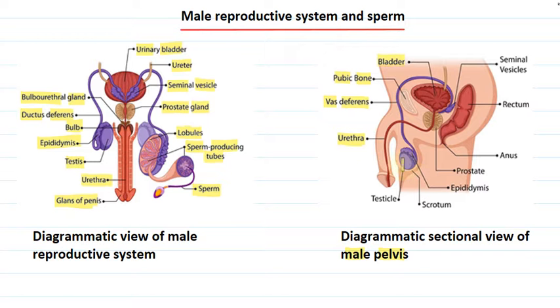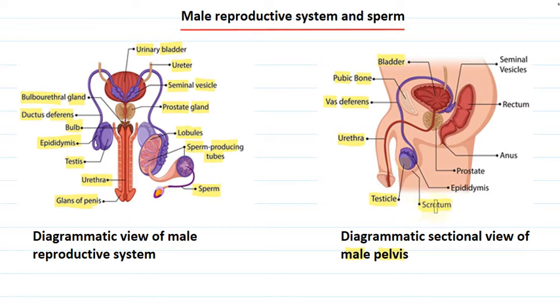Then here we can see the testis. These are the testes. Testes, or testicles, are the male reproductive organs. They produce sperms, that is the male gamete, as well as the male sex hormone, that is testosterone.